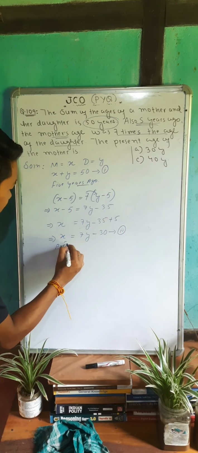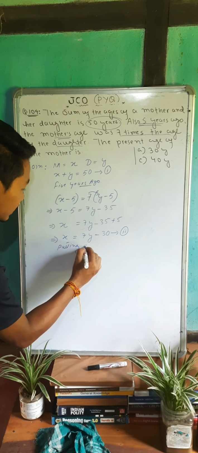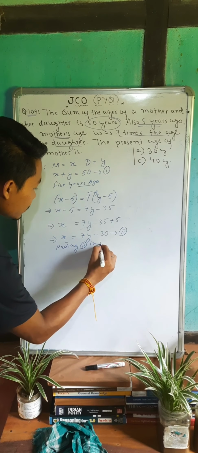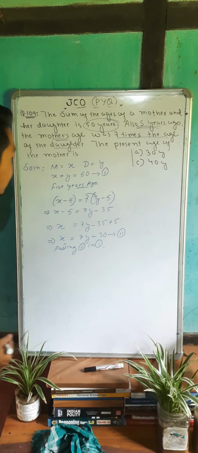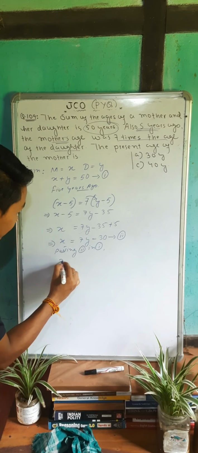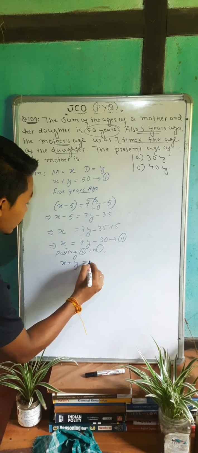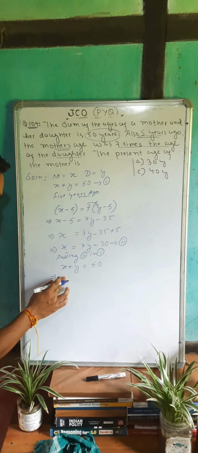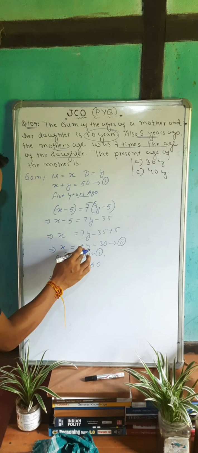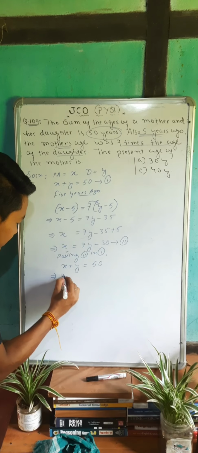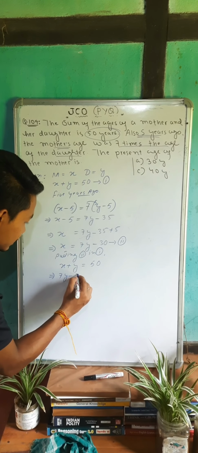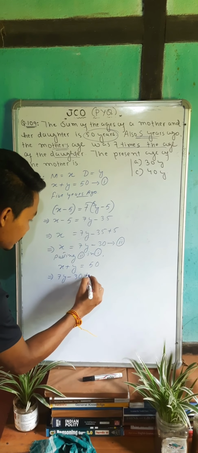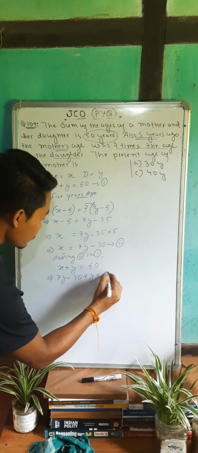Putting equation number 2 in 1, we get x plus y equal to 50. So in place of x from equation number 2, we can write 7y minus 30, and here plus y equal to 50.